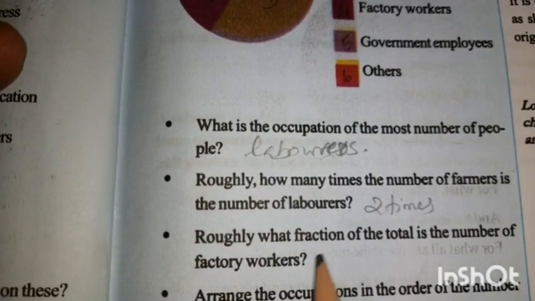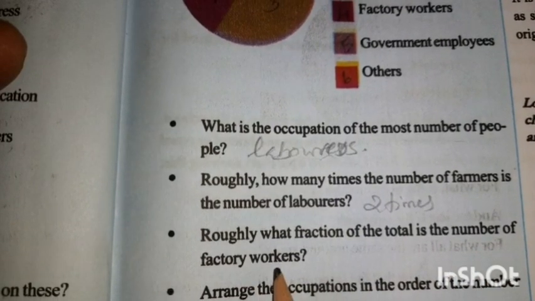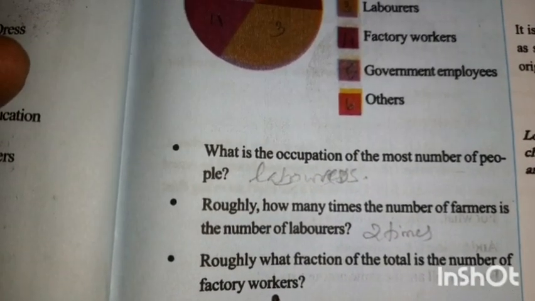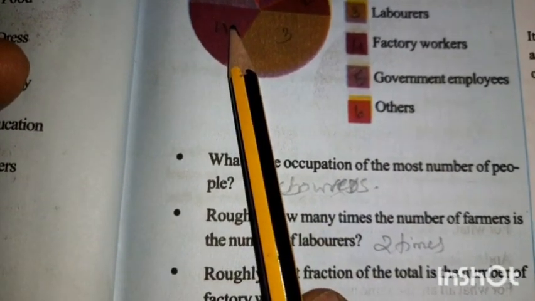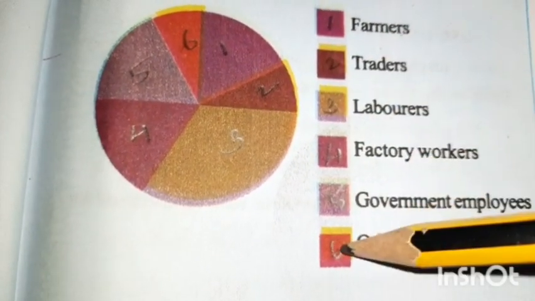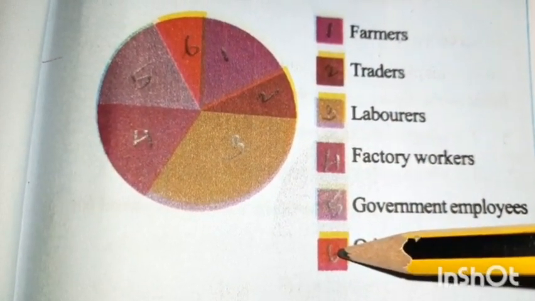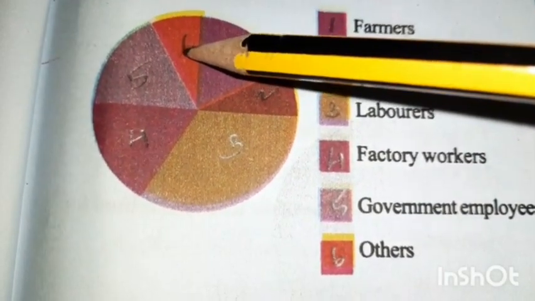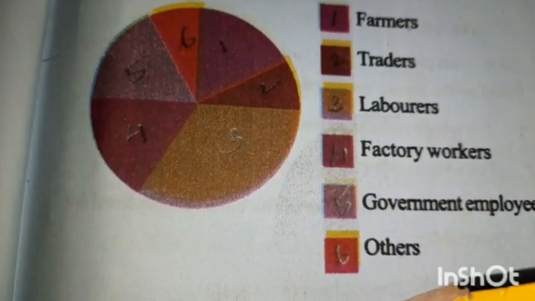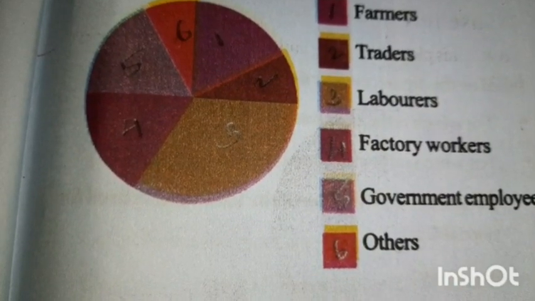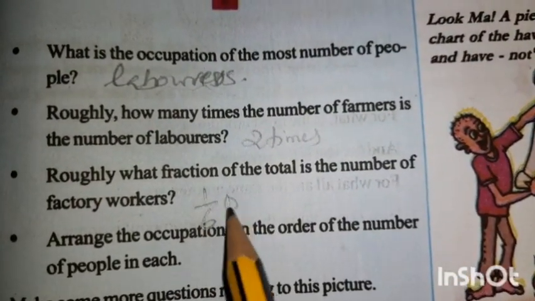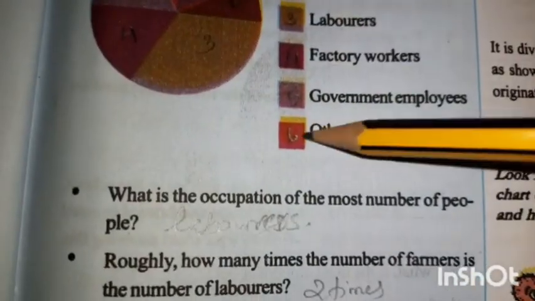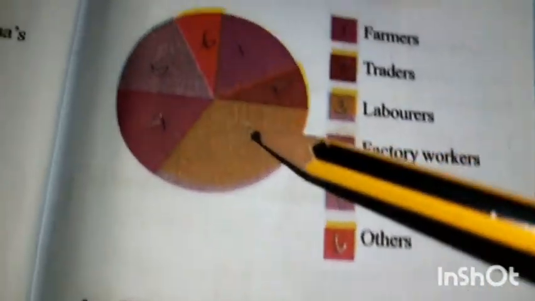Then, roughly what fraction of the total is the number of factory workers? The factory workers are here. How much is the fraction? There are 6 types of occupations. So you can write 1/6 part. Factory workers are 1 part of this, so we can write 1/6 part. There should be 6 divisions, and out of that, 1 part.